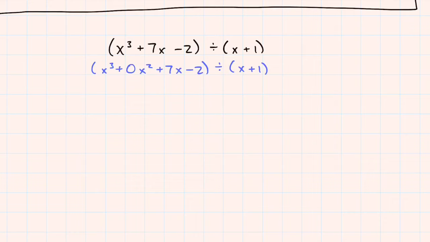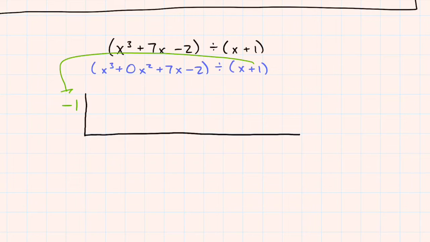So I'm going to make my little chart, make sure it's 2 rows deep and then long enough for your dividend to go in there. Because this is x plus 1, I'm going to put a -1 over to the left. And then the coefficient of x cubed is 1. The coefficient of x squared is 0. The coefficient of x is 7, and then the -2. And I'm just going to dot off that -2, and then I just go for it.